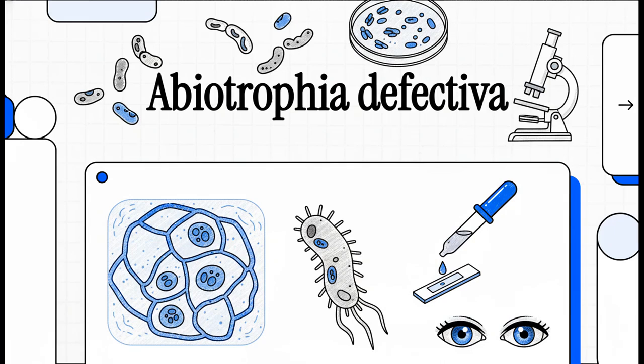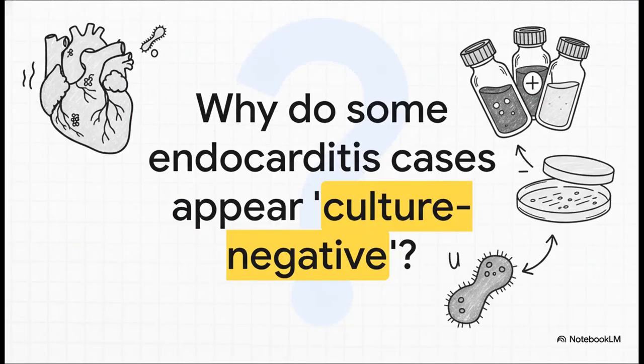Today we're diving deep into a really challenging bug, Abiotrophia defectiva. All the info you're about to see was pulled together using a Gemini deep search, and the visuals come to us from Microbe Canvas. So let's kick things off with a classic clinical mystery, one that I'm sure many of you in the lab have run into.